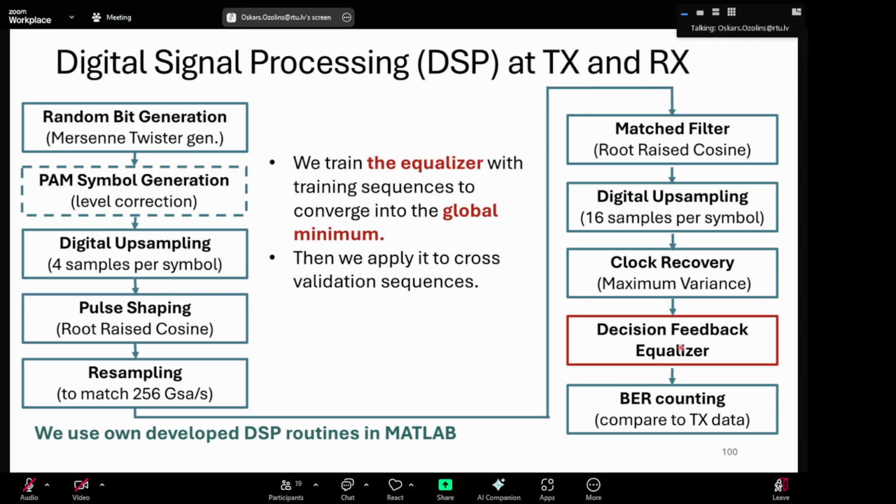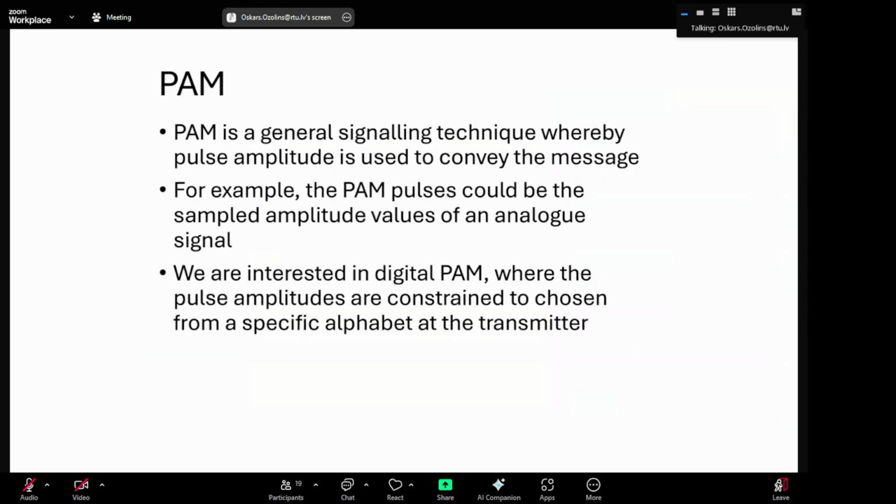I have some more slides on PAM signals, just to look into how we design those. I think we already covered this one. So here it can be different types.